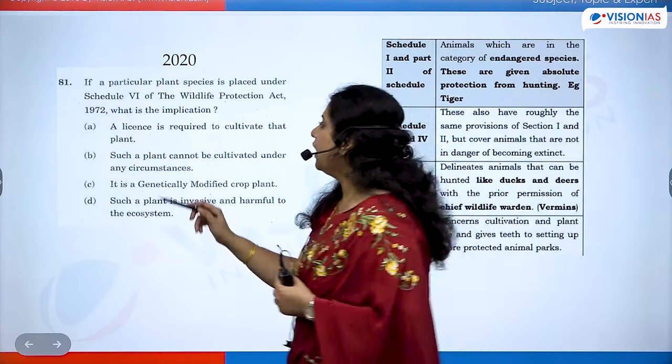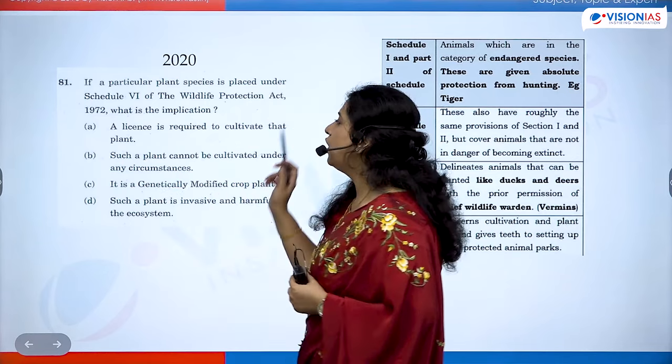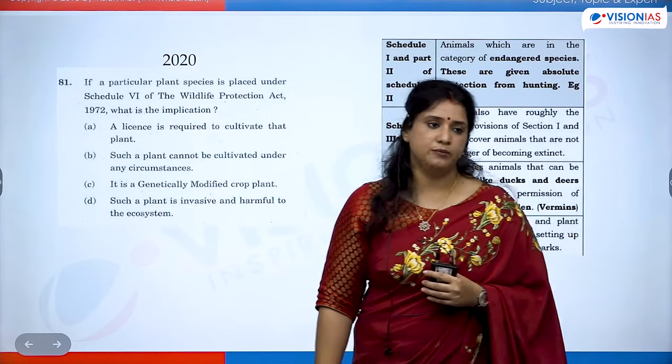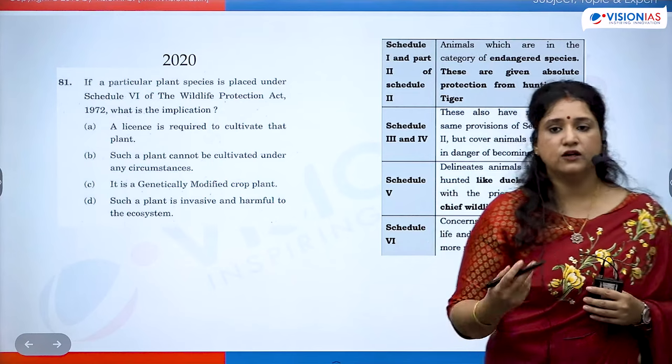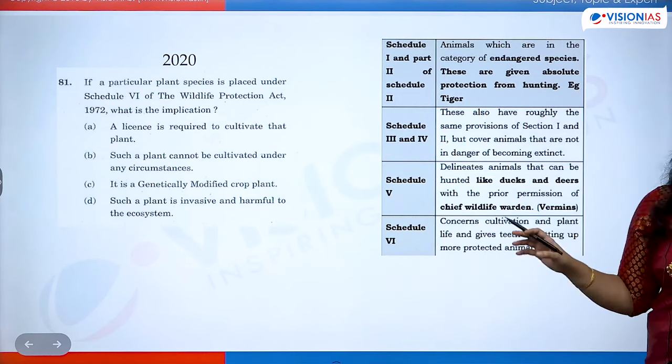Now, if a particular plant species is placed under Schedule 6 of the Wildlife Protection Act 1972, what is the implication? If a particular plant species is placed under Schedule 6. So what is a schedule, by the way?